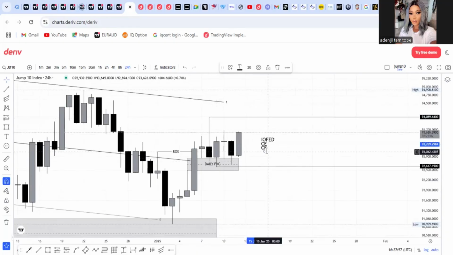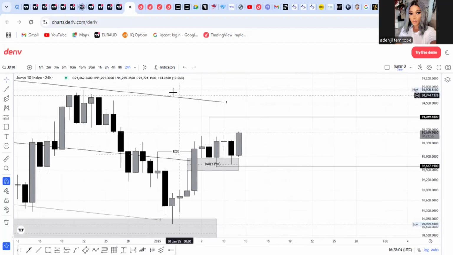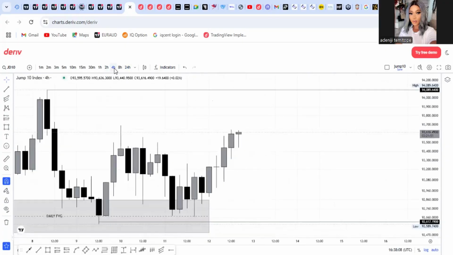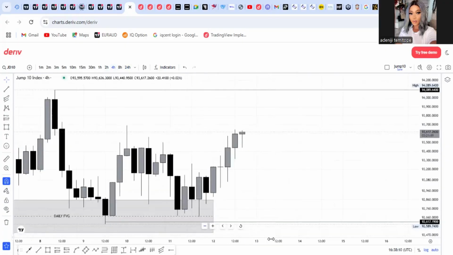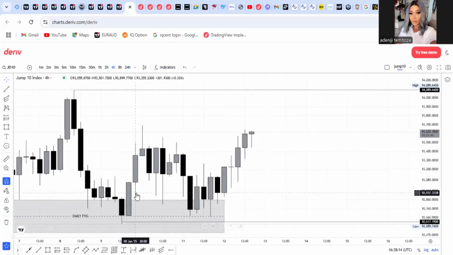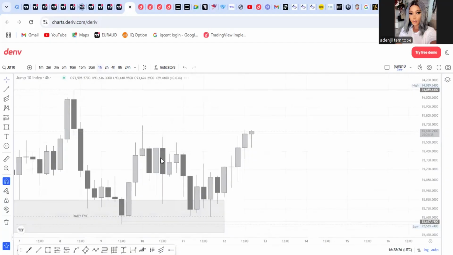Okay. Now I'm going to be deleting all of this, IOFED, complete fill, and consequent encroachment. I'm going down to the 4-hour. So on the daily, you've seen that we're definitely pushing up, and it looks super good, super clean. All right. And I saw this bullish order block right here. So I decided to trade down the time frame to a lower time frame to see what the structure looks like on the 1 hour. So I went down to the 1 hour time frame.